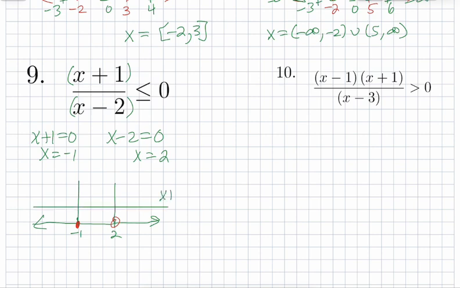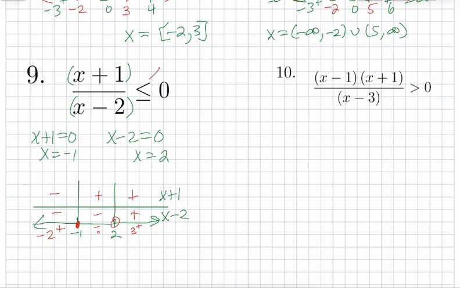now we are going to make our chart. Same thing as before, we are going to choose some values. I am going to choose -2, 0, and 3. When I plug those in, I get a negative, and a negative when divided is a positive. I get a positive and a negative, which is a negative. I get a positive and a positive, which is a positive. Now, don't expect that that's always going to happen. That's a very common pattern, but just be careful.